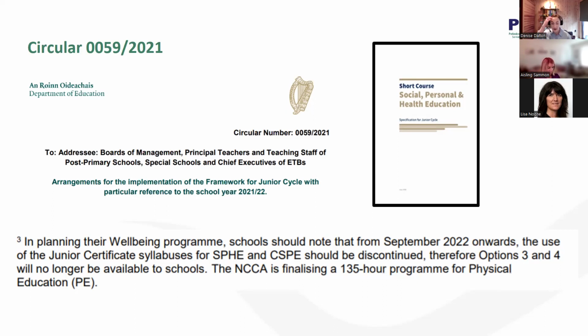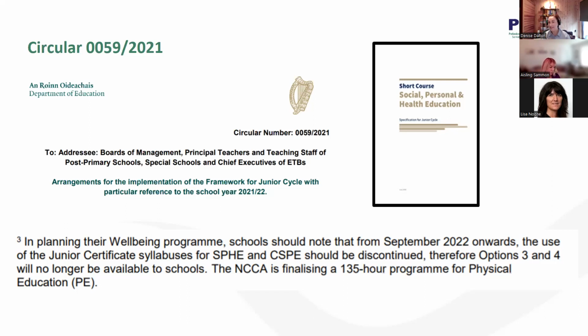This is a really important circular to be familiar with, especially if you're new to teaching SPHE. The circular states that the junior cycle syllabus for SPHE should now be discontinued. So that's a really important piece to be familiar with. As a result of that discontinuation, schools have 2 options to avail of when teaching SPHE at junior cycle. The first option is to use the NCCA short course specification, which is visible here on the right-hand side of the screen, which involves 100 hours of SPHE across the junior cycle.